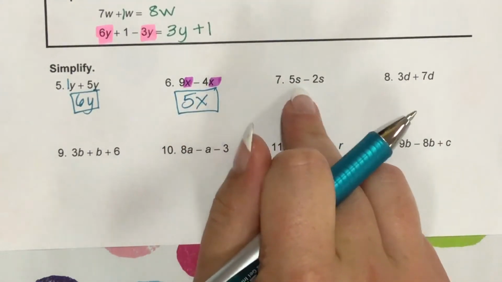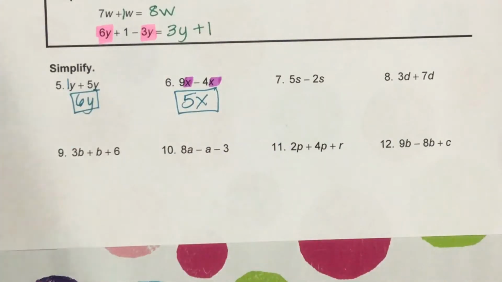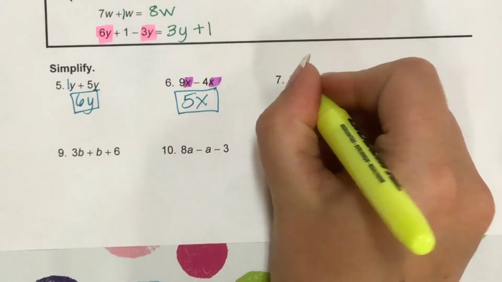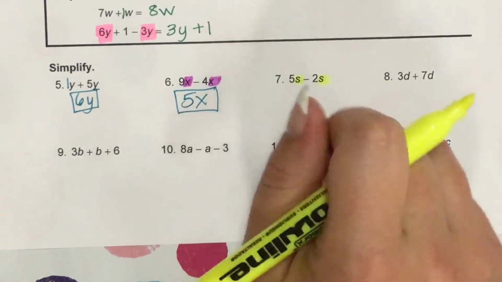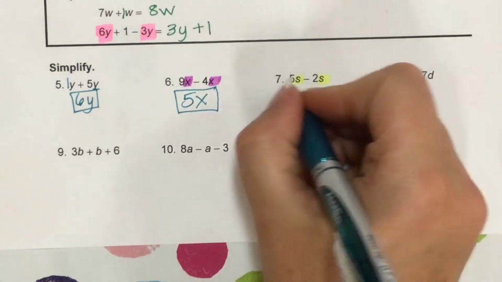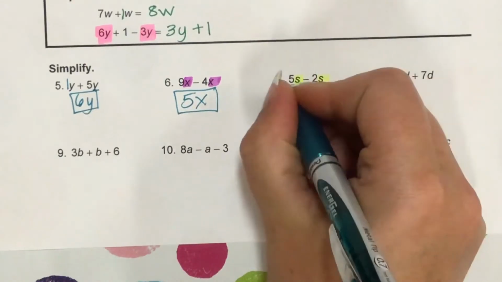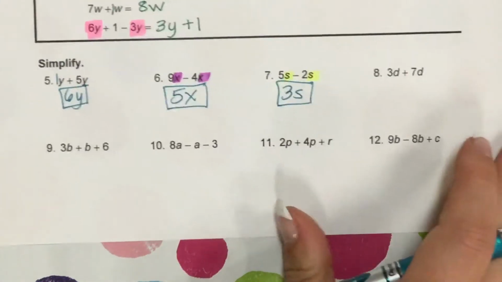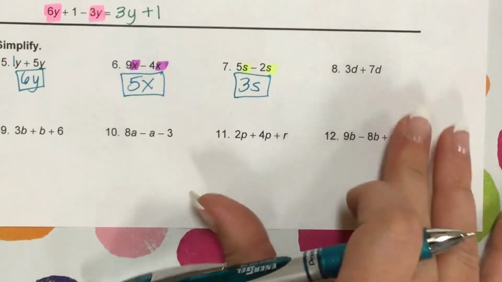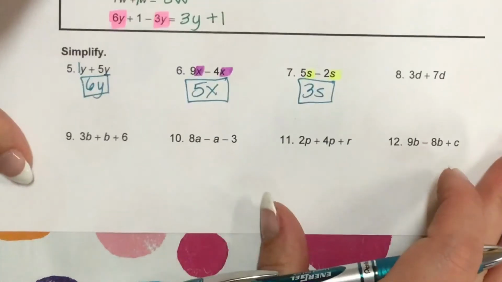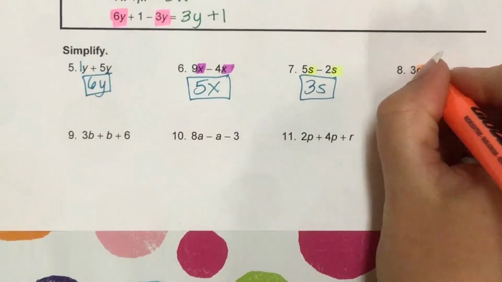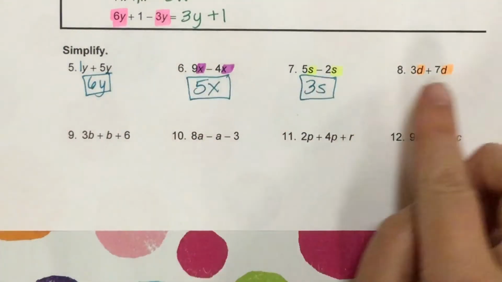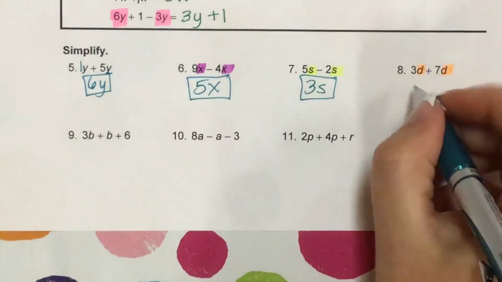On to the next one, 5s minus 2s. We have a different variable, it's an s, but it's the same. So we can just combine like terms and go 5 minus 2, which ends up being 3s. Okay, on to number 8, 3d plus 7d. For this one, they both have a d. So since they both have the same variable, we can just combine them. 3 plus 7 is 10d.